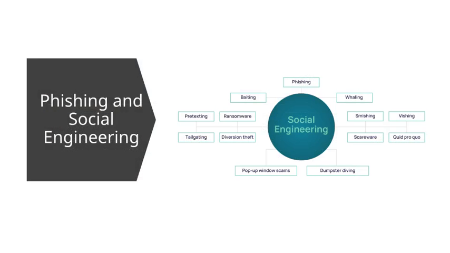Phishing and social engineering are techniques cybercriminals use to deceive individuals into providing sensitive information, executing malicious software, or performing other actions that may compromise security. These tactics exploit human psychology and trust rather than technical hacking methods. Understanding these strategies is crucial to recognize and mitigate potential threats.